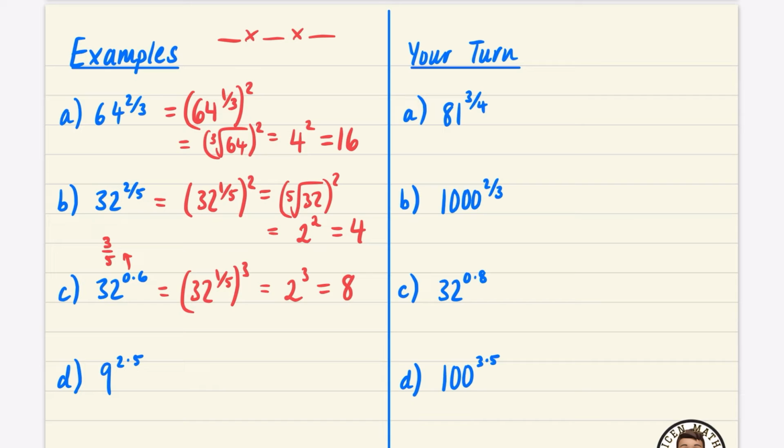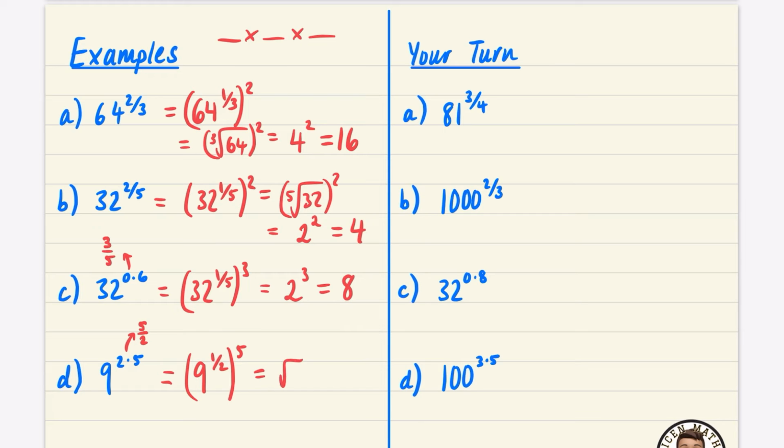Now, 9 to the power of 2.5. 2.5, we need to put that as a fraction. 2.5 is 5 halves, because you've got 4 halves for the 2 and then the extra half. So it's 9 to the power of 5 over 2. We'll do the 1 over part first. 9 to the power of a half to the power of 5.